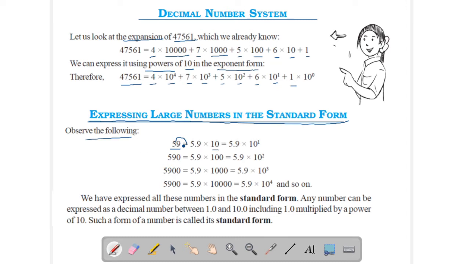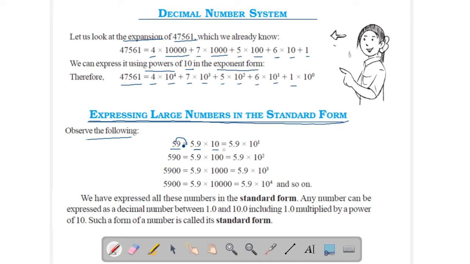Therefore 59 can be written as 5.9 into 10. How will you get 10? Here we have brought this decimal after 5. There is only one digit, that is 9. We multiply it by 10. If it is 2 digits, then we multiply it by 100. If it is 3 digits, we multiply it by 1000, and so on.